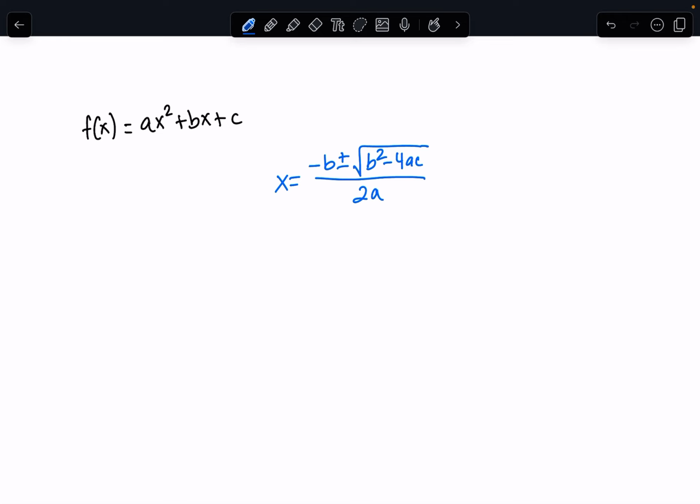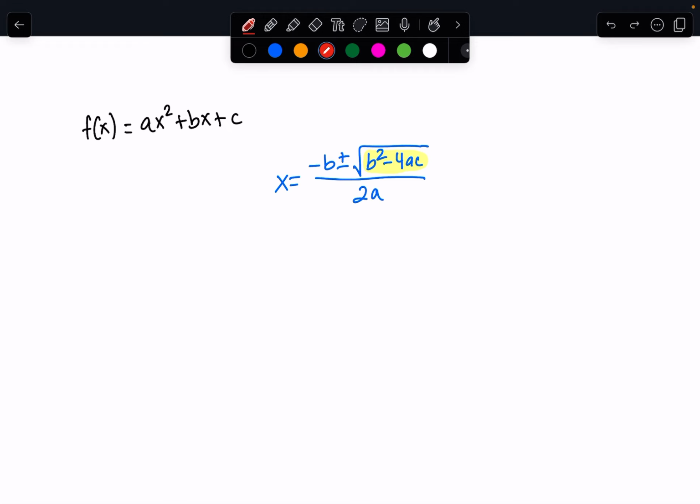Now, we have this thing called the discriminant. You might be wondering, what is that, and why do we use it? Well, the discriminant is just this portion here. And basically what it does is that it tells us whether this quadratic has complex or real roots. And at first you might be like, how does that work? Well, it's as simple as this.